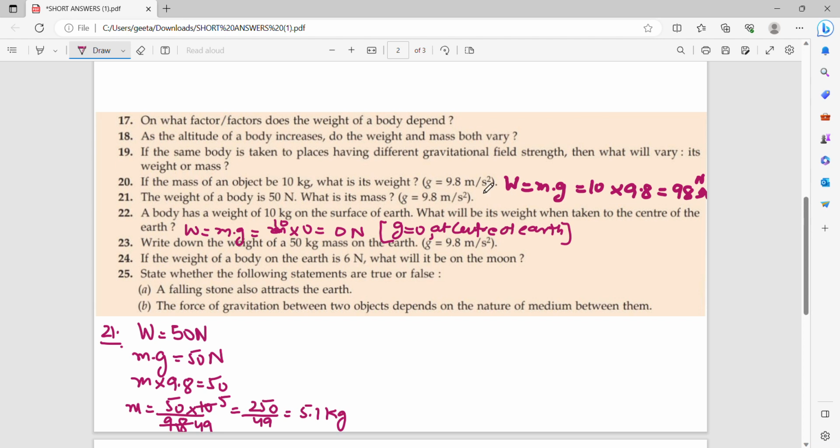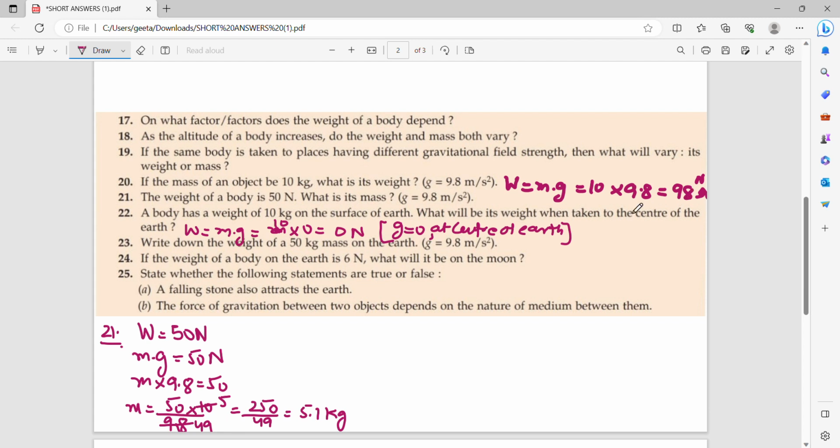Okay. This is the first exercise of the gravitation chapter. We have to find out weight. Mass is given to us, 10 kg, and small g on earth we know is 9.8 meter per second square. So the answer is 10 into 9.8, that is 98 newton.